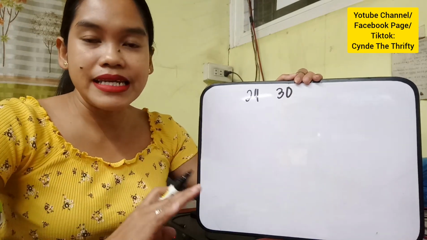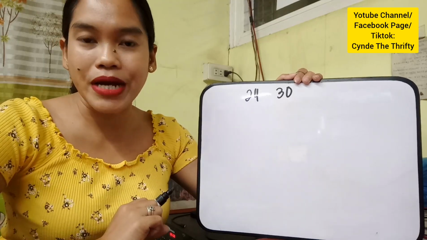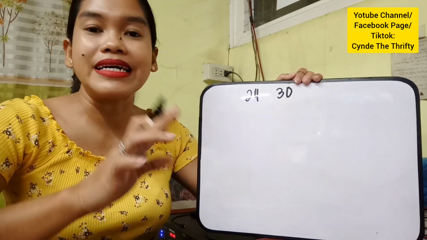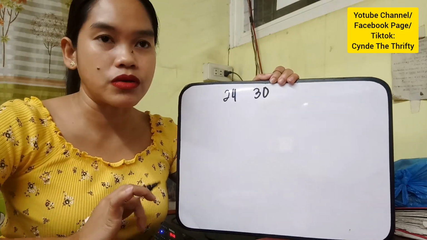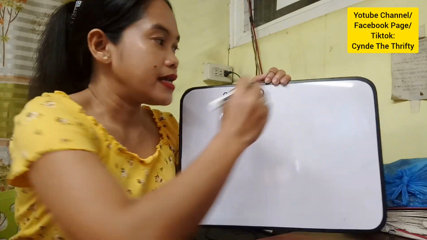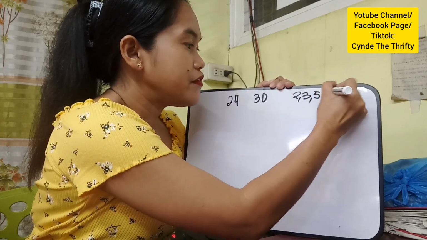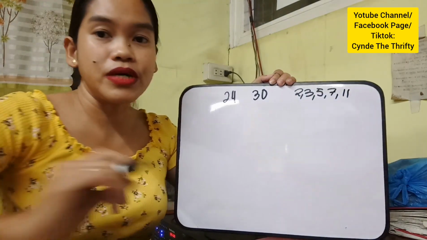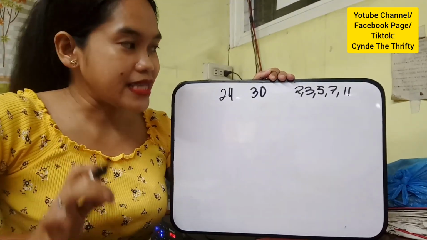So, ang gagawin natin is isusulat muna natin ang ating first 5 prime numbers. Alam na natin yung prime number, di ba? Yung merong factor na kanyang sarili at 1 lamang at wala nang iba. So, ano yung first 5 prime numbers natin? So, 2, 3, 5, 7, and 11. Ito yung first 5 prime numbers natin.